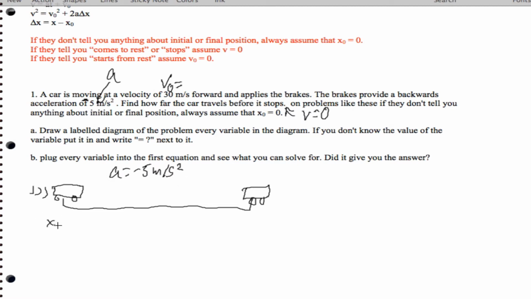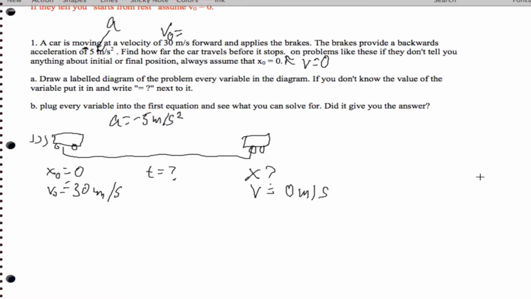I have an initial position of 0. I know that it's 0 because they don't actually tell me what it is. And that actually comes from this little red rule here, that if they don't tell you anything about initial or final position, always assume that x naught equals 0. We don't know how far it travels before it stops. We're not given a time. We are given an initial velocity of 30 meters per second, and we know it comes to rest, which tells us that the final velocity is 0 meters per second.